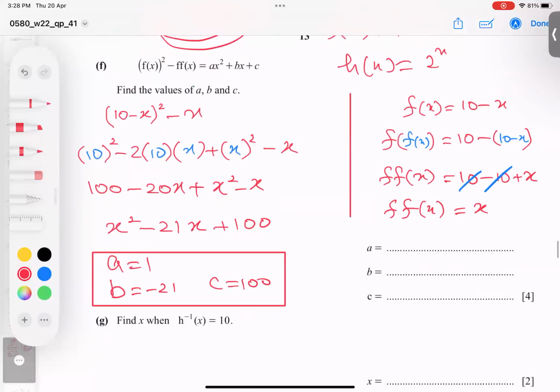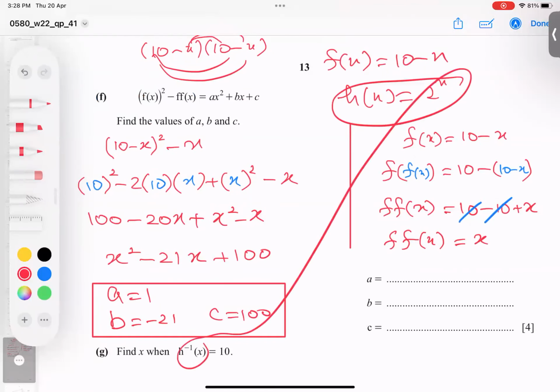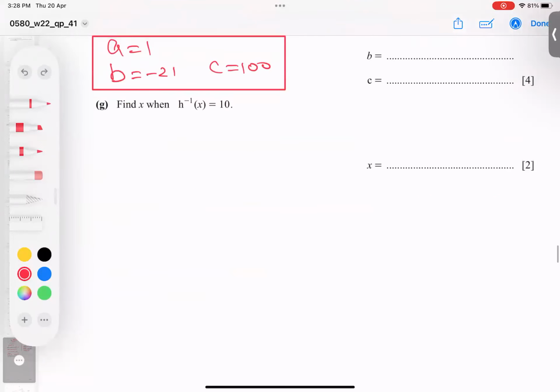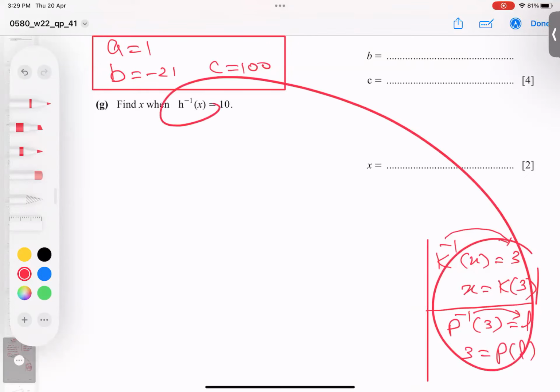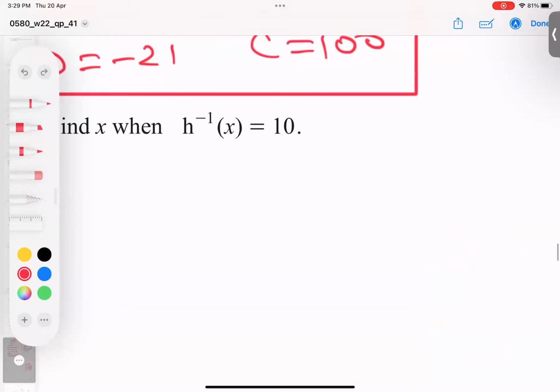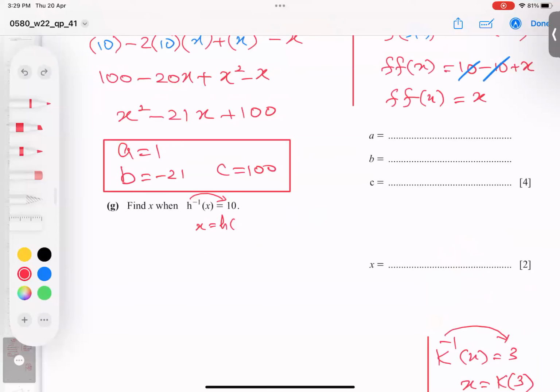Let's talk about this question. And for this reason, I will concentrate on this. But you know what's the rule, basic students? I explain again. Whenever k inverse x is equal to 3, inverse will go there and inverse will eliminate and 3 will come in the bracket. I give you one more example. P inverse of 3 equal to L. So P inverse will go there, 3 will stay as it is, and L will come in the bracket. Same story I apply here. So this is the technique, h inverse will go there, and x is equal to h of 10.